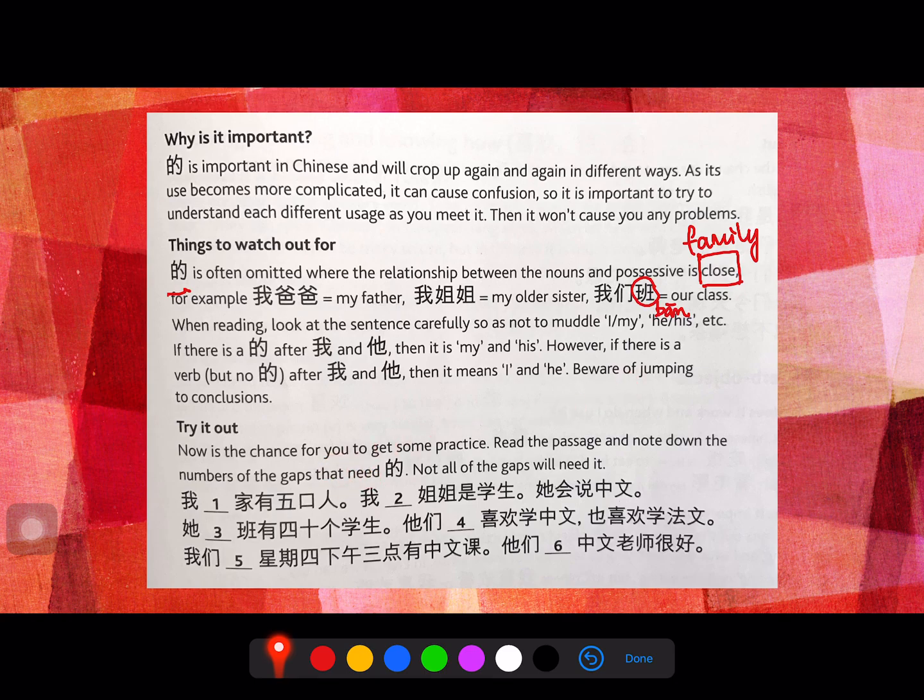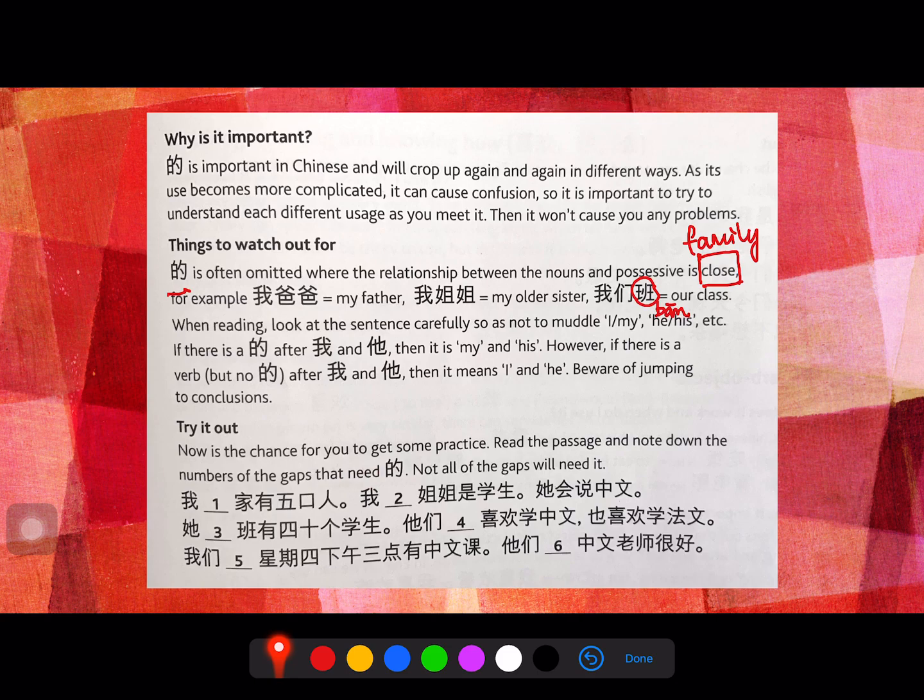So sometimes I can see you make mistakes by adding the 的 into places where it's not necessary. For example, when you say we have, you'll say 我们的有. However, it's just 我们有, without the 的, because you're saying we have, not our have. So try it out. Now is the chance for you to get some practice. Read the passage and note down the number of the gaps that need the 的. Not all of the gaps will need it.